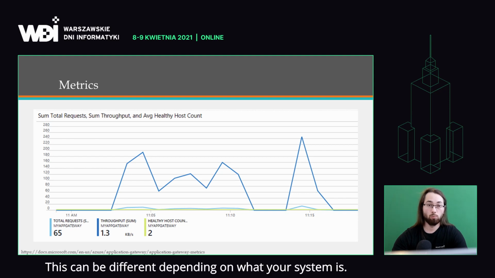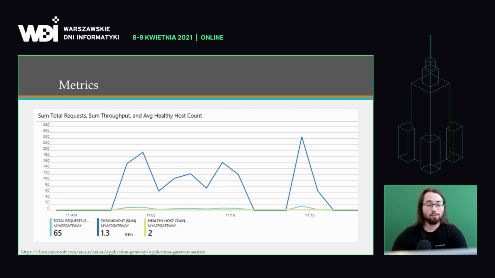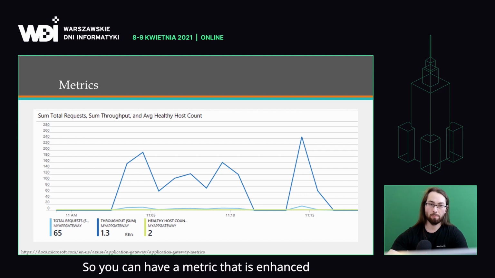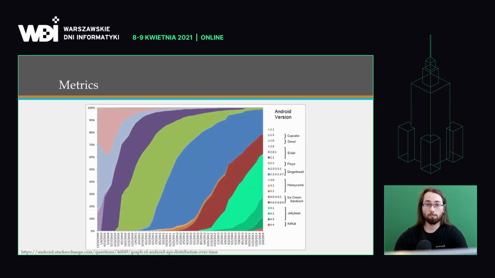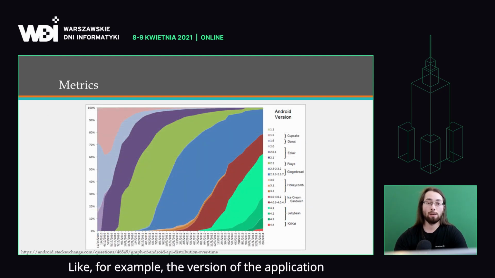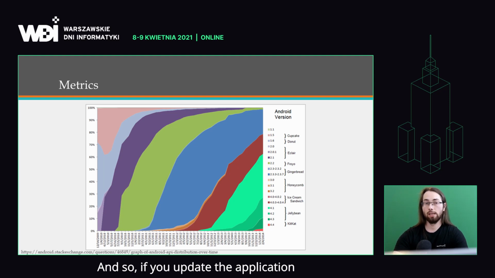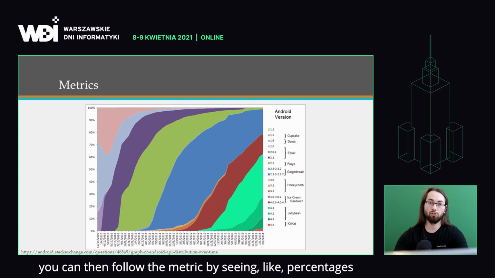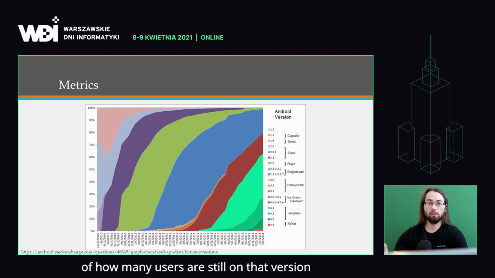This can be different depending on what your system is, you know. So yeah, another example I have is tracking the rollout of updates. So you can have a metric that is enhanced again with some additional metadata. Like, for example, the version of the application that the user is running to access your services. And so if you update the application, you can then follow the metric by seeing percentages of how many users are still on that version and on the new one, etc.